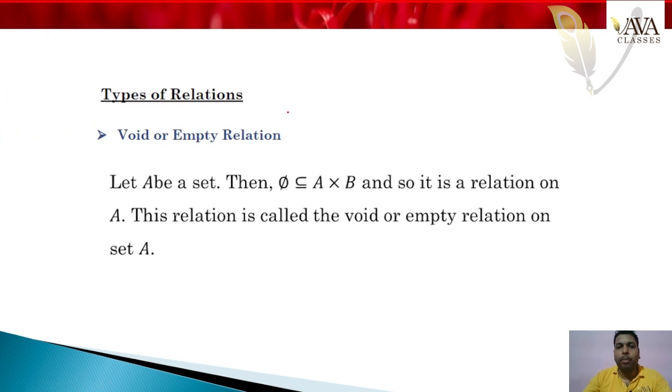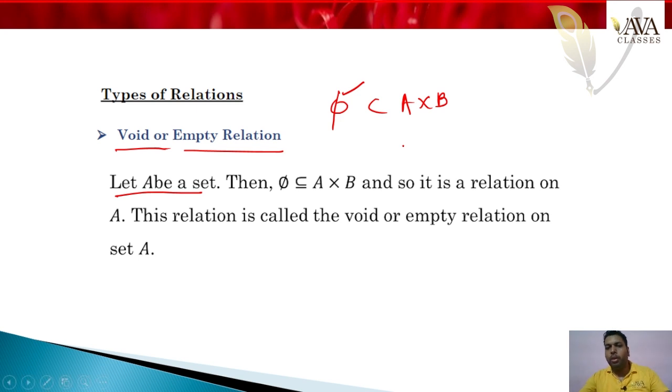Now we'll discuss types of relation. First is the void or empty relation. Sometimes it is called the null relation as well. Let A be a set and B be another set. Any subset of A cross B is a relation. Since phi, the empty set, is a subset of every set, phi is a subset of A into B. So phi is a relation from A to B. If A equals B, then phi is a relation on A. This relation is called the void relation or empty relation on set A.